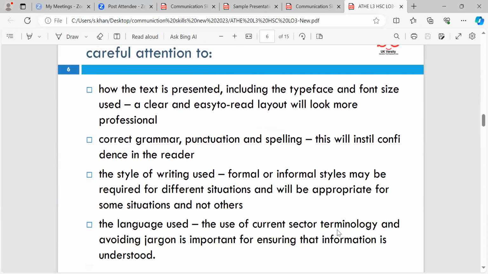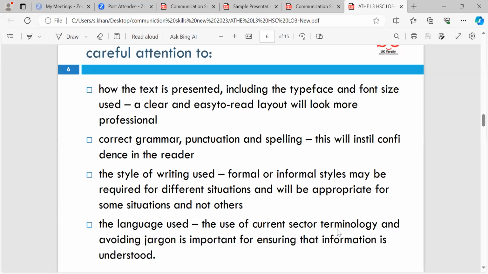How the text is presented, including the typeface and font size used, a clear and easy to read layout, will be more professional. Correct grammar, punctuation, and spelling will instill confidence in the reader. The style of writing used, formal or informal, may be required for certain situations. So it may be a situation where you've got to be professional, so that will be formal writing.